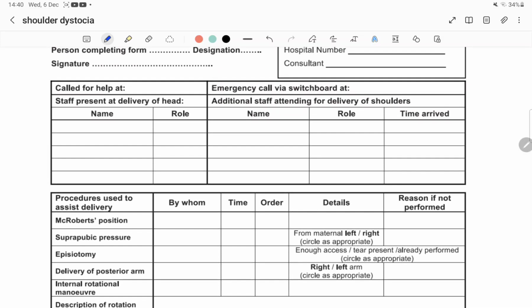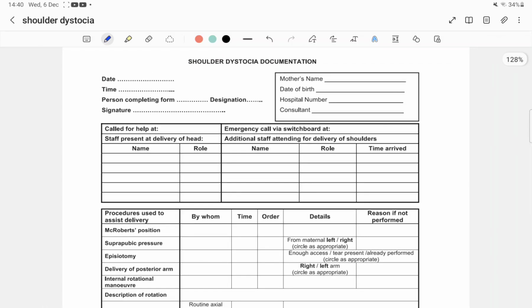Okay, this is very important for the clinical candidates. So how you will discuss about this shoulder dystocia? You can get a scenario about the documentation as well. So the mother name, date of birth, hospital number, and consultant, completing form, date, time, and signature. What is important? Call for help. At what time it was called for help? You can actually get these types of proformas in your audits and risk management cases. Okay, so the staff present at the time of delivery, name and their role, additional staff called.